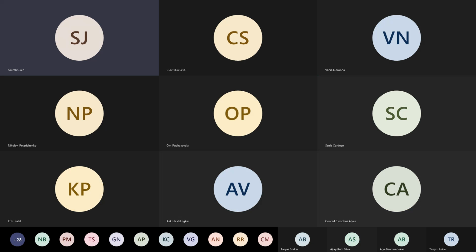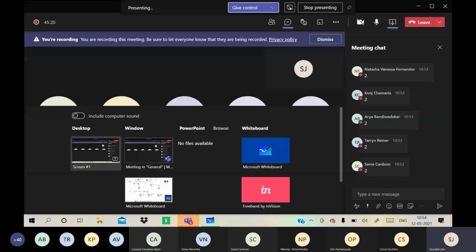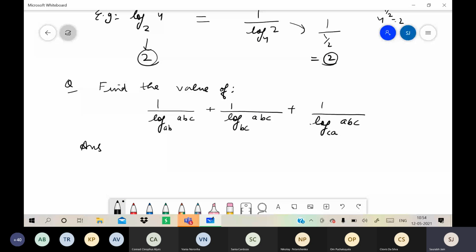So this is based on application of two properties. First is this reciprocal theorem. What can you write in place of this first term? Whenever you see a log in the denominator, any term of log in denominator, you can write it as log AB to the base ABC. Understood? How? Using this property of reciprocal result. You can see the positions are interchanged and the reciprocal is not there now. Similarly, what can you write for the middle term? BC and base ABC. And what about the last term? Log CA base ABC, right?